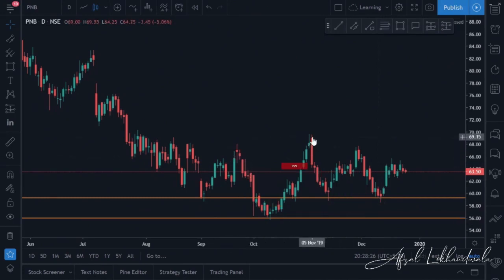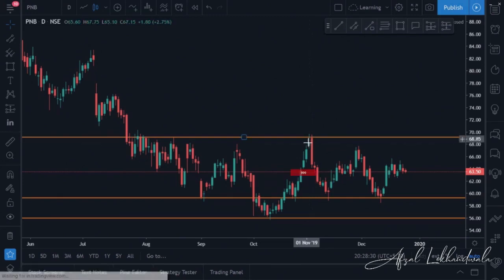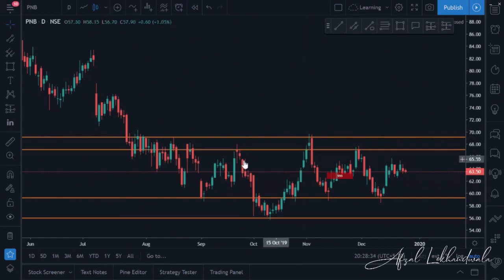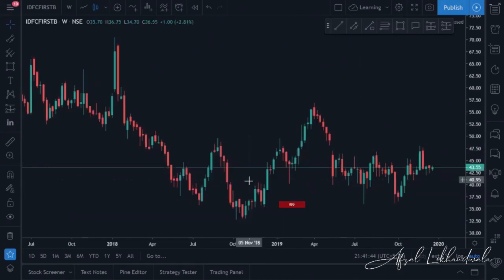The highest point, this is a resistance. Once again, this is a good resistance with 2 rejections, the first rejection being here and the second rejection here. Now this is IDFC First Bank weekly chart. Let us draw support first. You can see this area below which the price could not go.